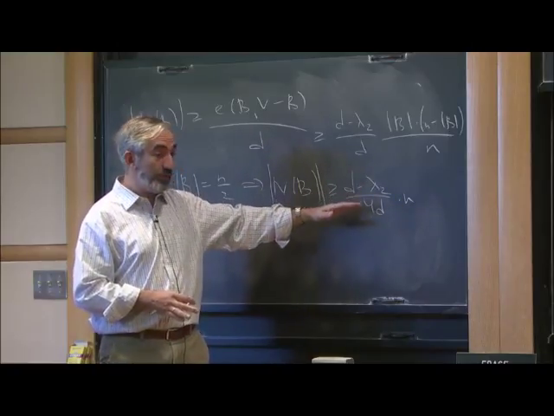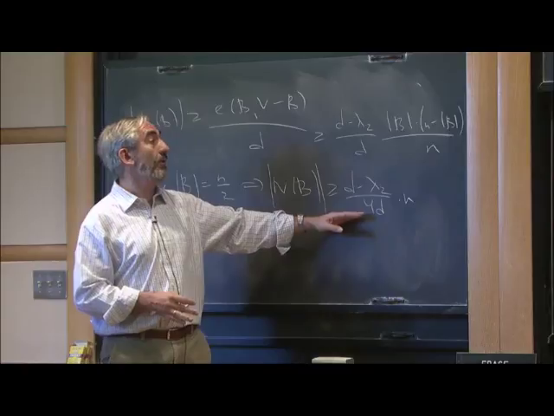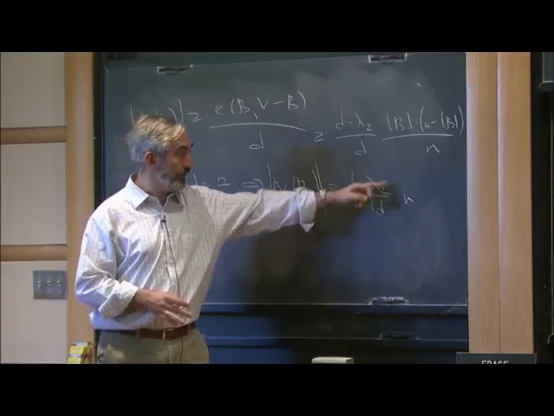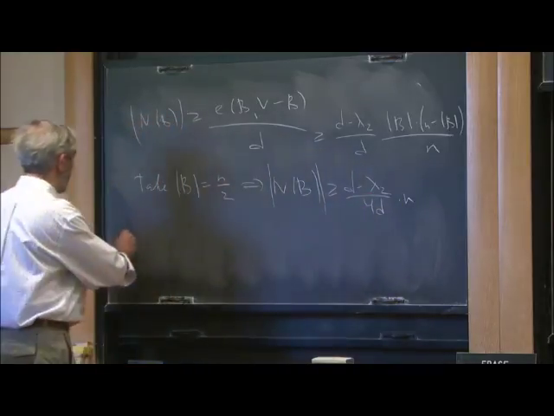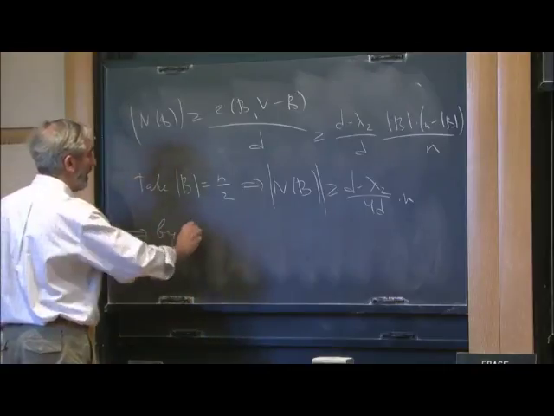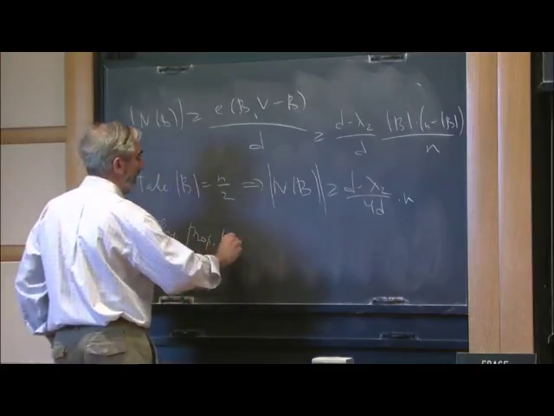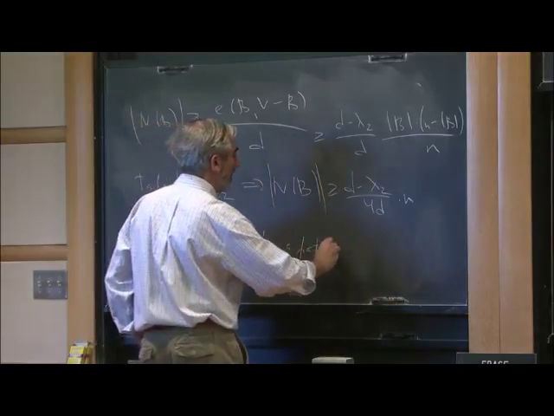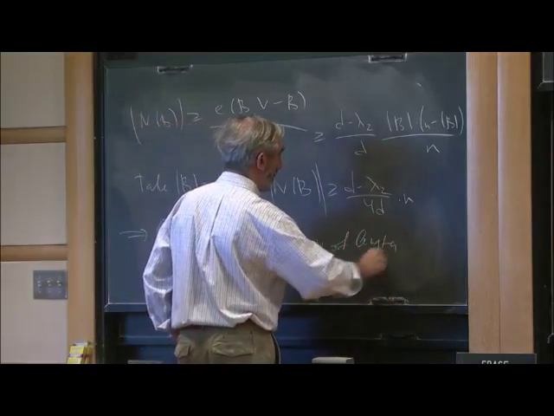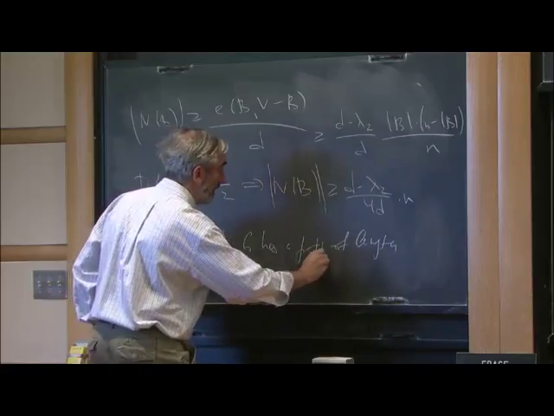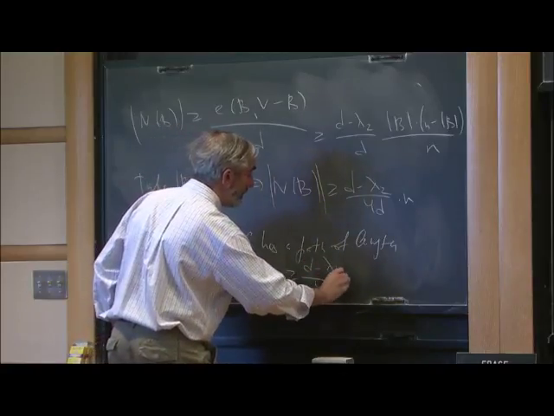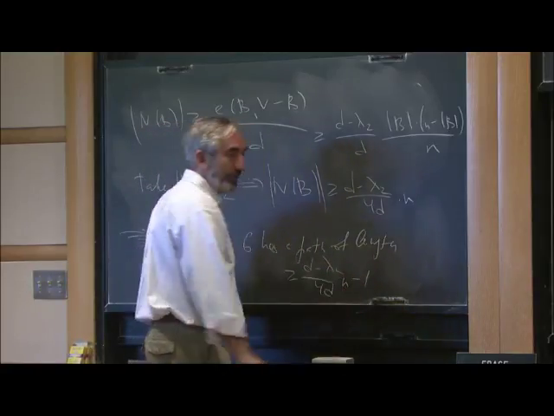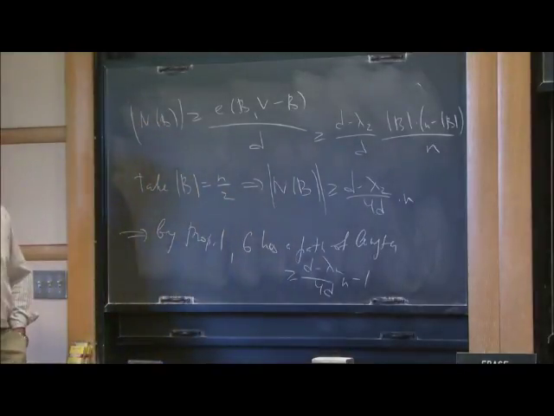And then we can apply proposition 1 and say that in such a graph there is a path of length given by this expression. So by proposition 1, G has a path of length at least (d minus lambda 2) divided by 4d times n, formally minus 1, because we count in edges.